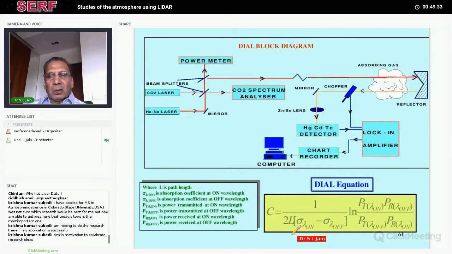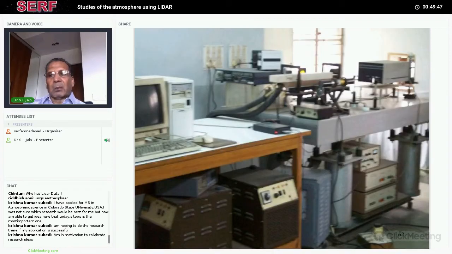And then these are the absorption coefficients: where there is no absorption, and where there is absorption at the absorption line. So this information will give you the information of the concentration. So this is a DIAL system again at NPL.